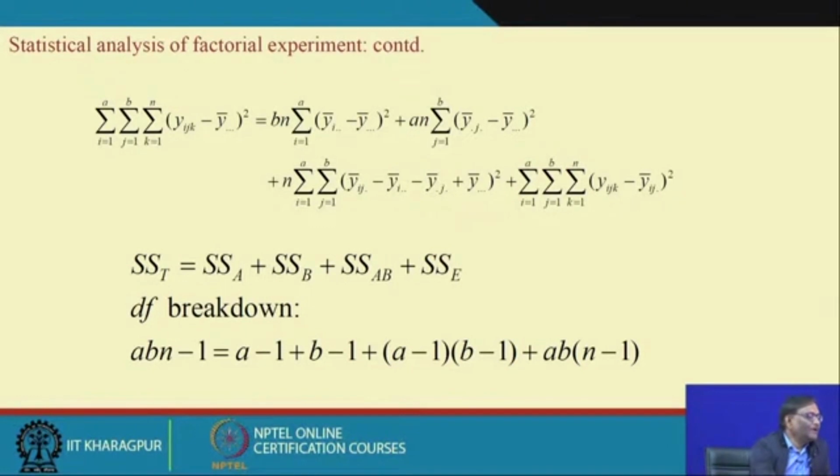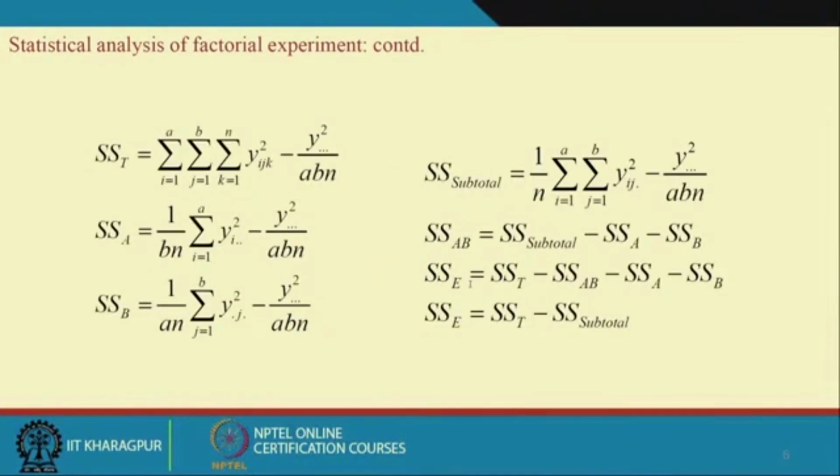Okay. And then the degrees of freedom will be accordingly broken down. For the total number of observations, abn minus 1 will give you the degrees of freedom for SST, then a minus 1 for SSA, b minus 1 for SSB, a minus 1 into b minus 1 for SSAB, and ab into n minus 1 for SSE. Okay. So, this is the sum squares for different effects.